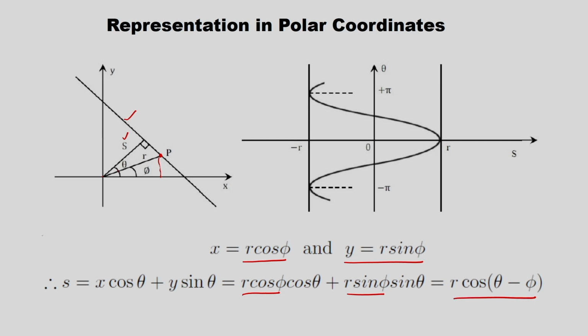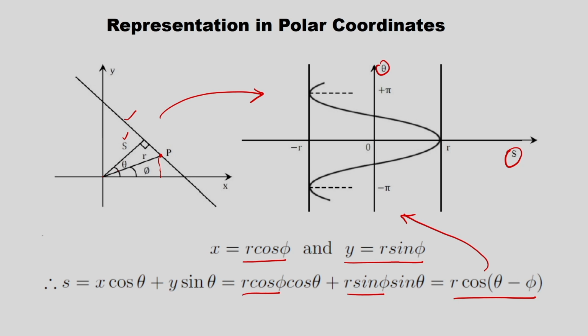So corresponding to this, I have this one. This equation, r cos (theta minus phi), I am showing here in this diagram. That is the cosine function, cos (theta minus phi). So I can write that the point P is mapped into a sinusoid in the s theta plane. In this diagram, this is the s theta plane, this is s and this is theta.